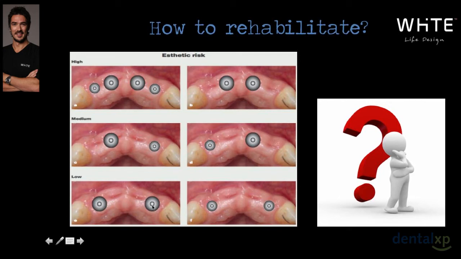For a very low aesthetic risk, we have just 2 implants placed in the area of the laterals and you'd make a 4-element bridge. So I would say that this on the bottom right would be the lowest aesthetic risk, and probably what we choose to do most times. And I'll show you cases where this is the option that we chose the most.